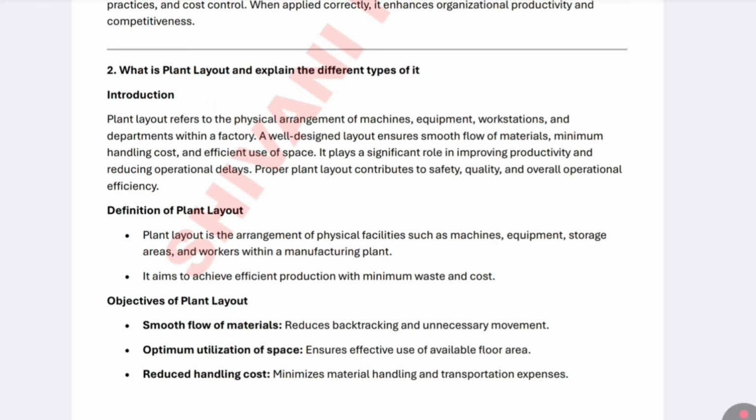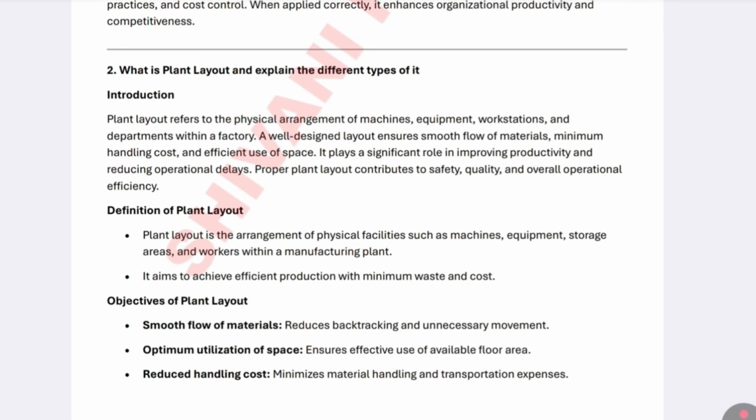So first we need to understand what is meant by plant layout. It is a physical arrangement of machines, equipments, workstations and departments within a factory. So within a factory, whatever physical arrangements you are doing, like machines, equipments, workstations, that is called plant layout.